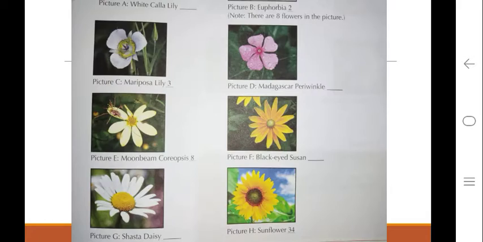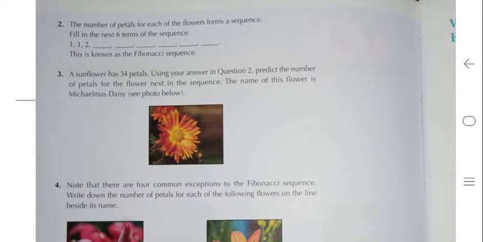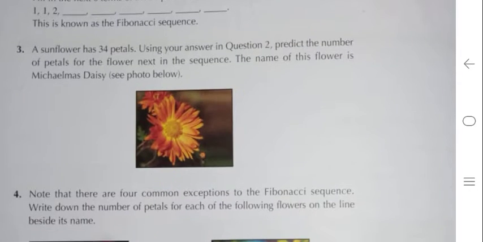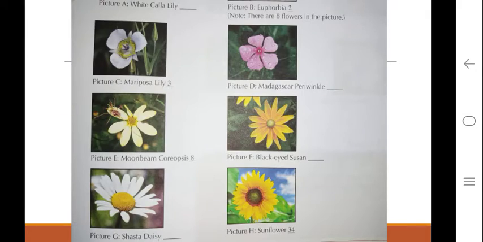Now that's very interesting when you learn about the Fibonacci sequence. I'm going to skip that first for this moment. So a sunflower has 34 petals. Using your answer in question 2, predict the number of petals for the flower next in the sequence. We really need to have the Fibonacci sequence.